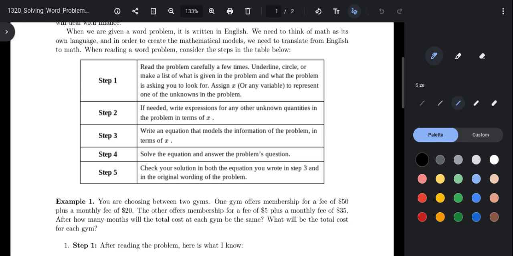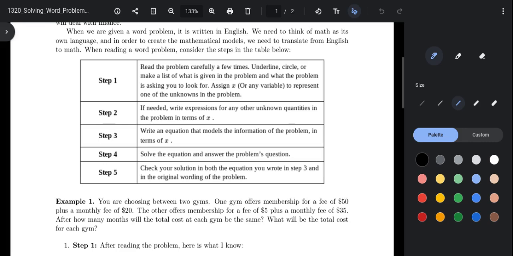In step two, if we have to, and we'll see an example where this step isn't always necessary, we're going to write expressions for any other unknown quantities that rely on our variable x and what that represents. We'll see what I'm talking about in just a second with our example. Step three, we're then going to write an equation using those expressions from step two, or what we observed in step one, that helps us model the information of the problem. Again, this is all going to be in terms of our variable x. Finally, in step four, we're going to solve that equation to help us answer the problem's question.